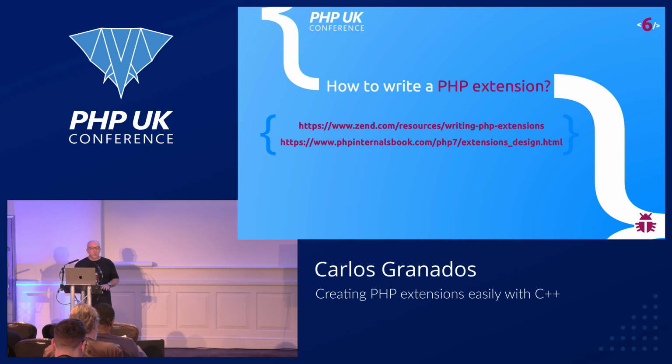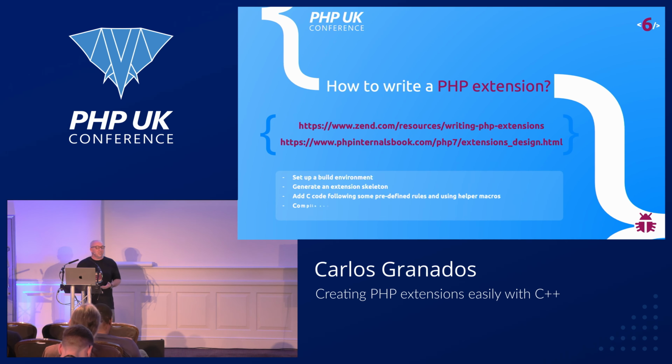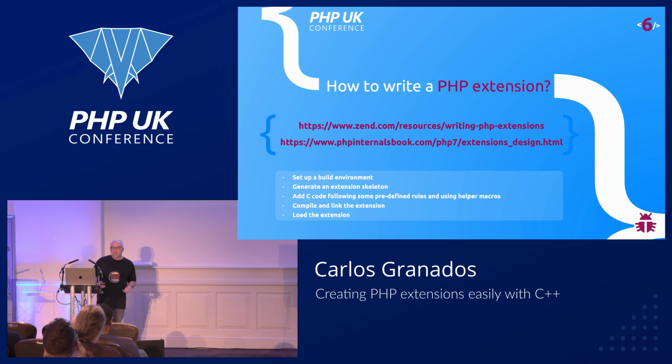In fact, if you read the second one, your brain may hurt a little bit because it's quite complex writing these extensions. But basically, the process itself is quite easy. You just need to set up a build environment. You need a C compiler. You can generate an extension skeleton. There are tools for doing that. And then you just add your C code to there. You need to follow some predefined rules, some standards. There are some macros that you can use to help you build your extension. Then you just compile it and link it using a C compiler and a linker. And then you load the extension like any other extension, like you would load Xdebug or whatever.